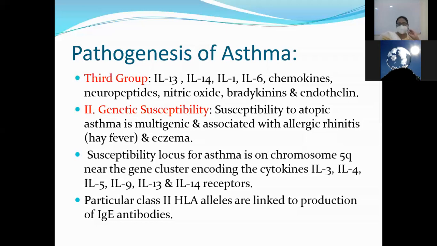Now, the genetic susceptibility. Susceptibility to atopic asthma is multigenic and is associated with allergic rhinitis and eczema. The susceptibility locus for asthma is on chromosome 5q. Keep it in your mind: if asthma, then chromosome 5q. And particularly class 2 HLA alleles are linked to the production of IgE. So chromosome 5q and class 2 HLA alleles.